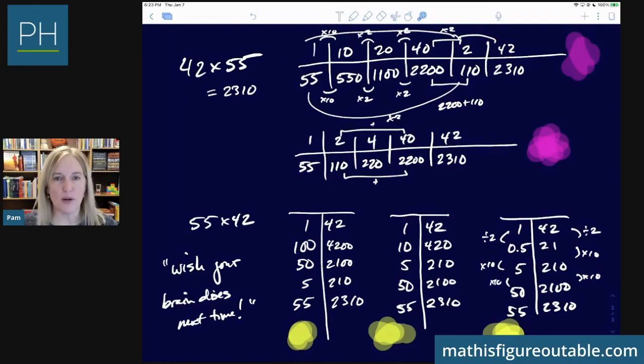So again, what's a ratio table? It's a special paired number table where all of the ratios are equivalent. Now, I can definitely have different paired number tables where the ratios aren't equivalent.